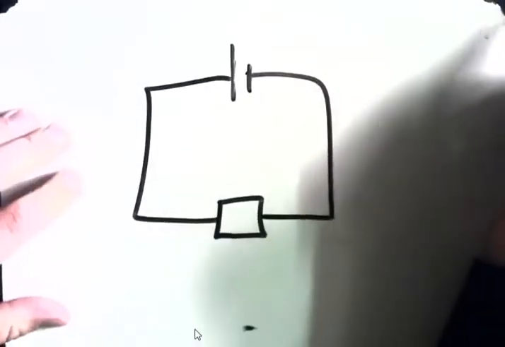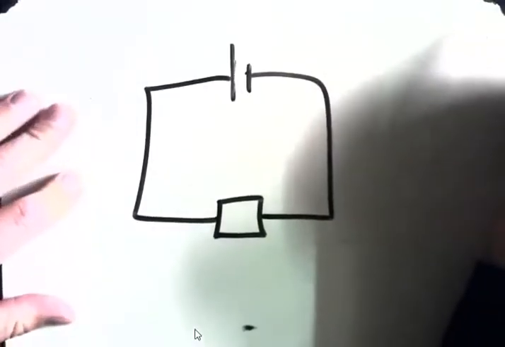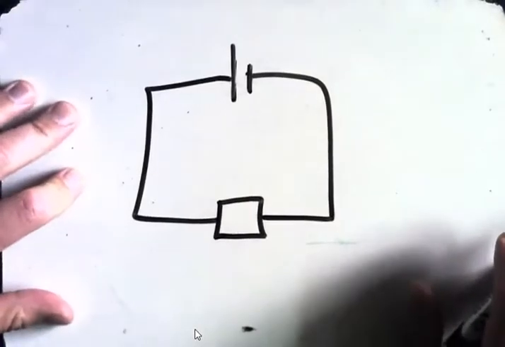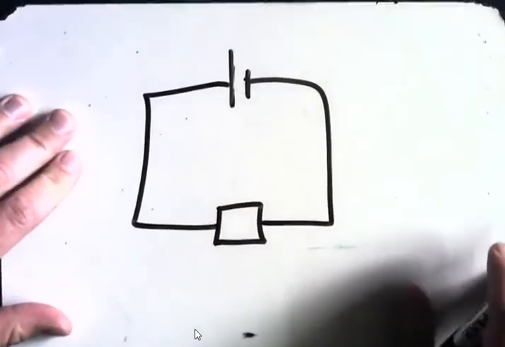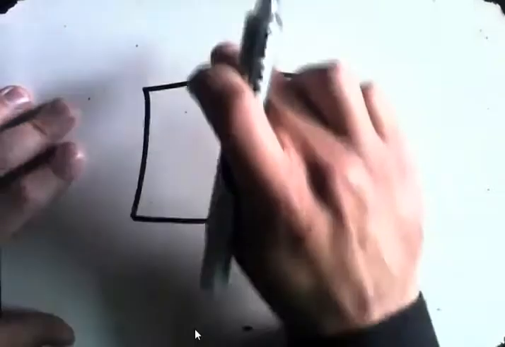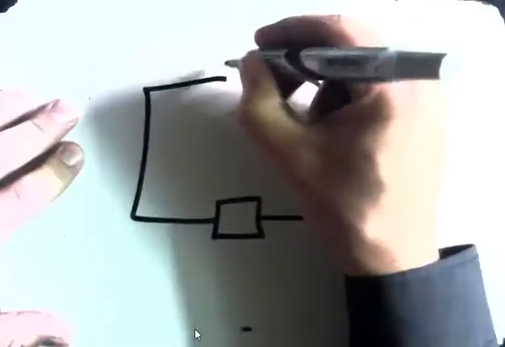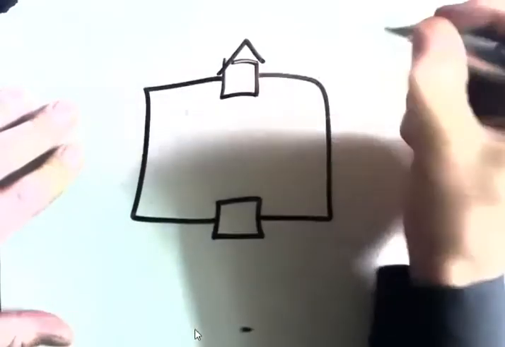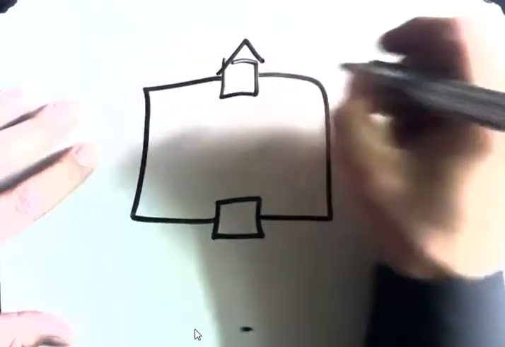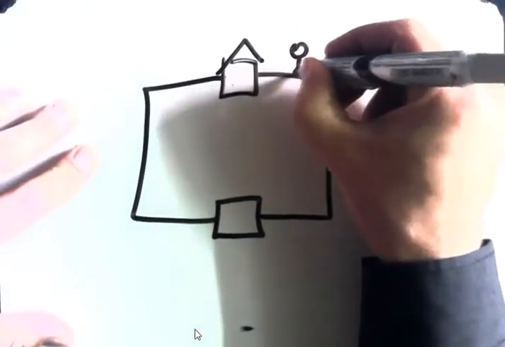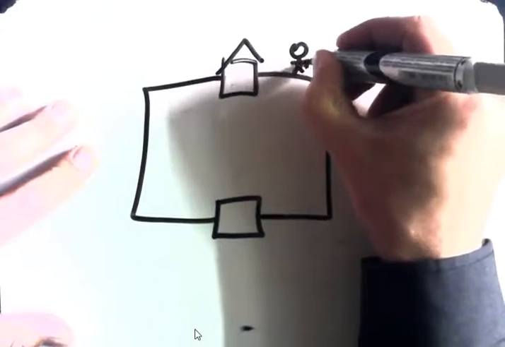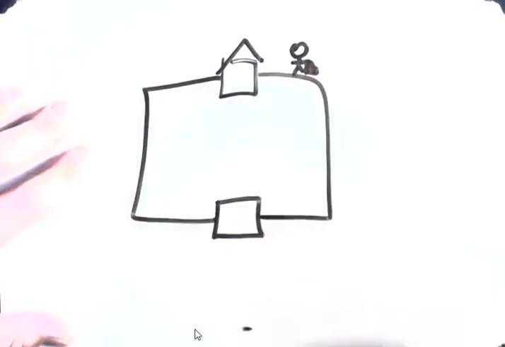Hello and welcome, guys. Today we're going to look at a circuit analogy, a way to explain how electricity works. We can think of the cell as a little house producing energy, and we can think of the current as little men carrying lunch boxes full of food.